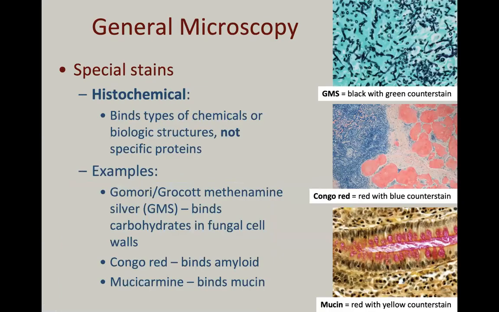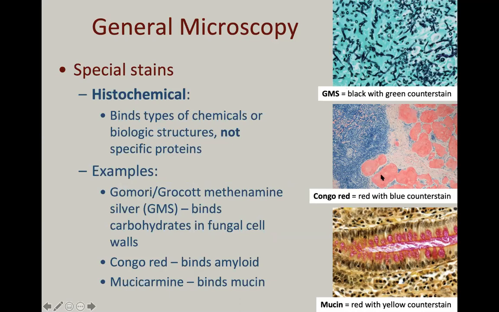There are other stains that are less specific called histochemical, right? So these bind various types of chemicals or biologic structures, not necessarily specific proteins. For example, GMS, silver stain, binds carbohydrates, any carbohydrates in fungal cell walls. So here, black with a green counterstain.